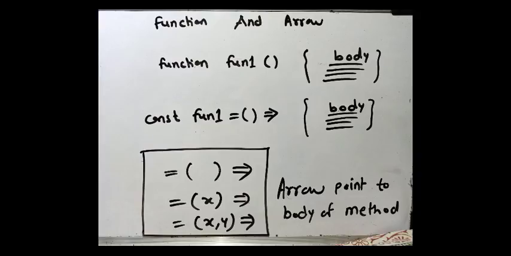Let's say I have an argument x. In that case I will write equal to, bracket x, arrow. If you have two arguments x and y, then we will write equal to, bracket x comma y, bracket close, arrow, and after the arrow there will be a body. Before equal to there will be a function name, fun1 in this case.